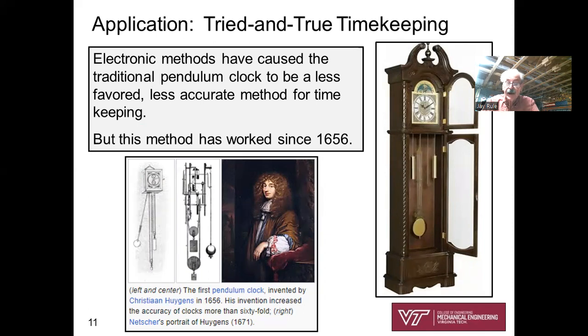Some applications: tried and true timekeeping. I hope you've seen a grandfather clock around somewhere. This guy, Christian Huygens, invented the pendulum clock in 1656. Up until recent times, with electronic methods, which are much more accurate, he revolutionized the way that people kept time. We don't use those much anymore. We really depend on electronic methods to keep time now.